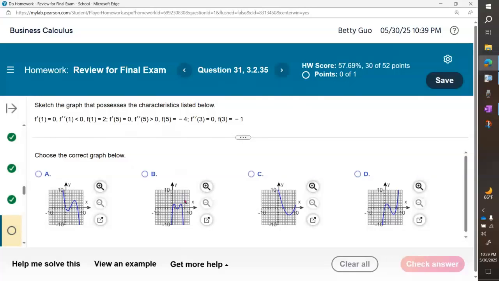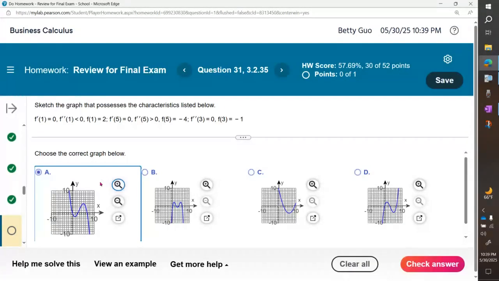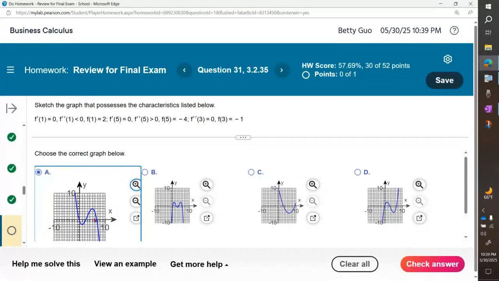Question number 31. Didn't we do a similar problem earlier? This is different, right? Okay, so sketch the graph that possesses the characteristics below. It has f prime of 1 is 0, f double prime of 1 is less than 0. That means the function has a maximum at 1. Okay, let's see which function has a maximum at 1.